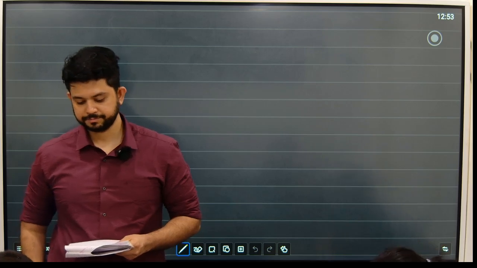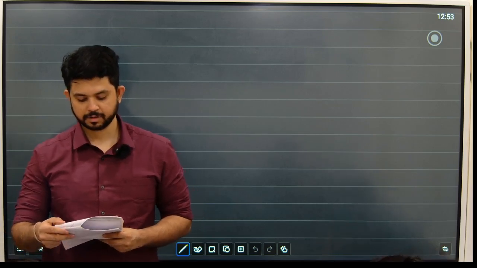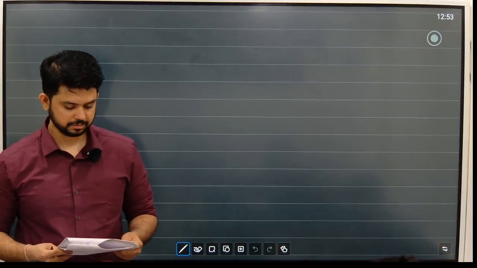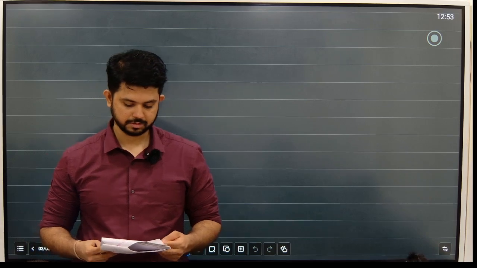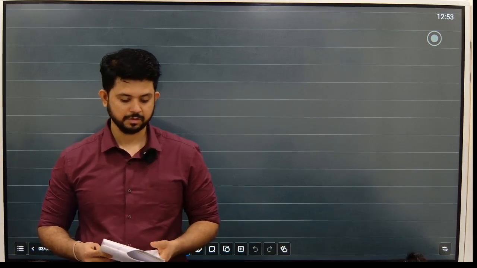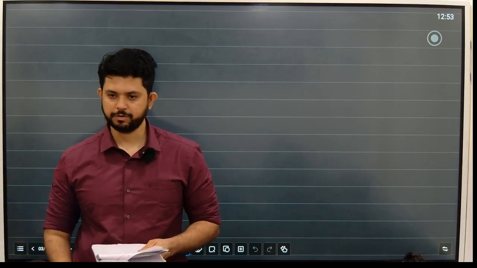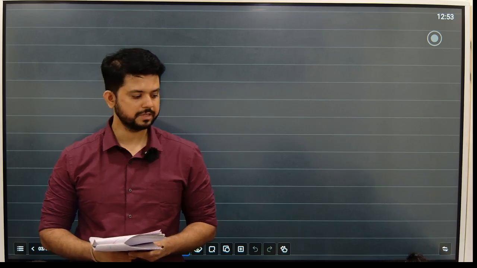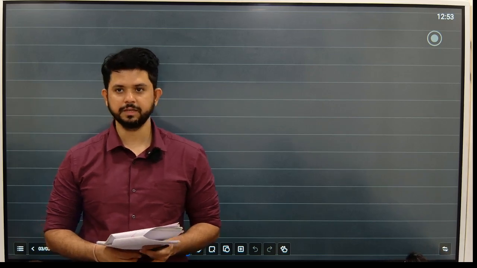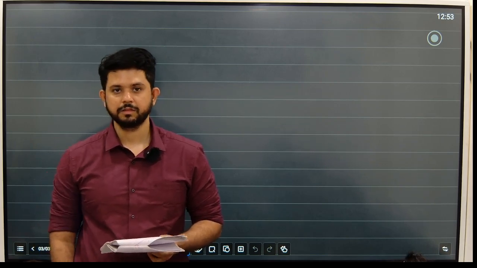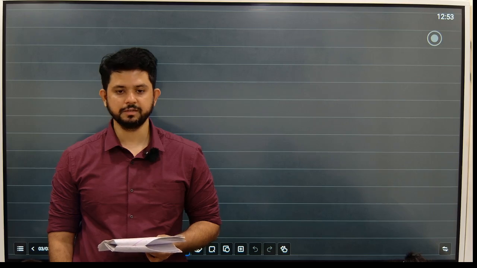Next point. Complexes with strong field ligands are more stable. We're just writing key points. I repeat, complexes with strong field ligands are more stable than complexes with weak field ligands.